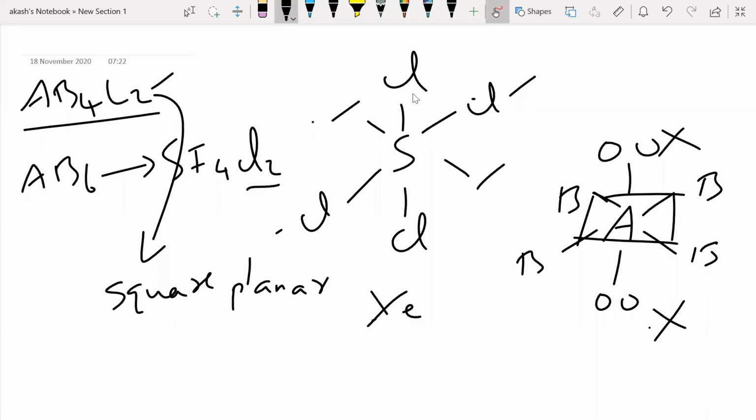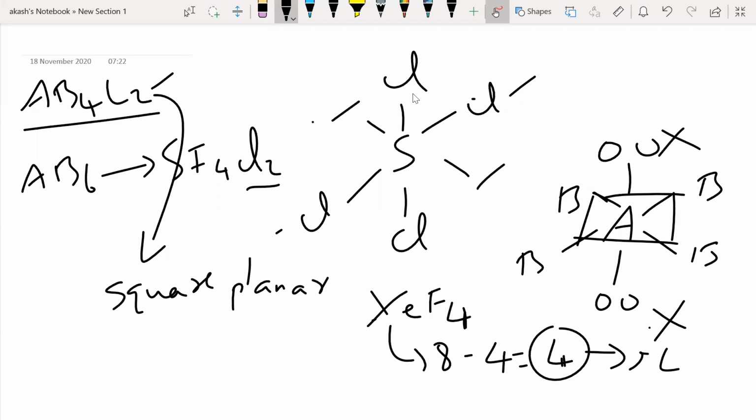So XeF4, xenon tetrafluoride, right? So again, xenon has 8 valence electrons, 4 are involved in bonding, so 4 electrons are left out. So obviously this corresponds to 2 lone pairs. Very simple, right? So it fits. I have 4 bonding atoms, 4 fluorine atoms, and 2 lone pairs, making it fit AB4L2. Cool, right? Fine. So that's about steric number 6, people. You don't have any other case other than this. You don't have AB3L3. You don't have, say, AB2L4.